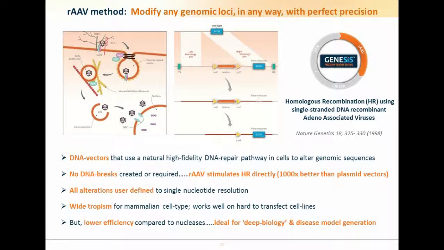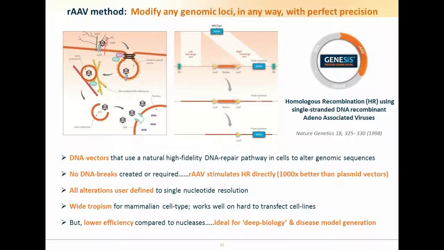AAV is a single-stranded virus, so what you get is a very efficient delivery of a single-stranded piece of DNA into the nucleus. And what is interesting about AAV is it seems to stimulate homologous recombination directly. So we will get about 1,000-fold higher efficiency in gene targeting than you would if you were to introduce the same piece of plasmid DNA. All of the alterations that are introduced using AAV are user-defined, right down to the single nucleotide. So you put into the vector itself exactly what you want copied into the genome. The wide tropism I mentioned before, about 90% of mammalian cell types are easy to transfect with this virus.